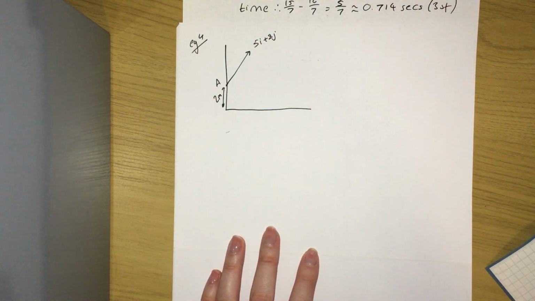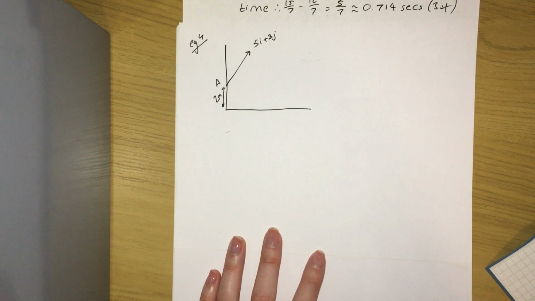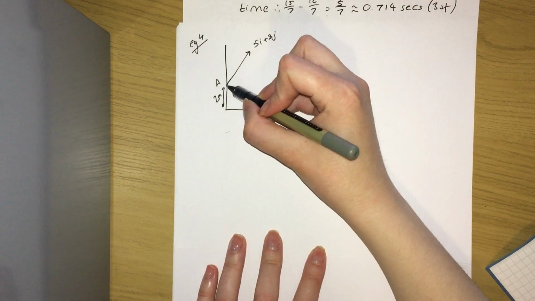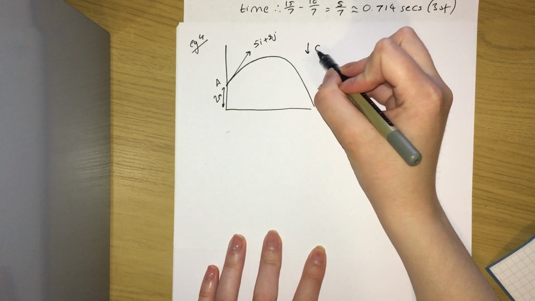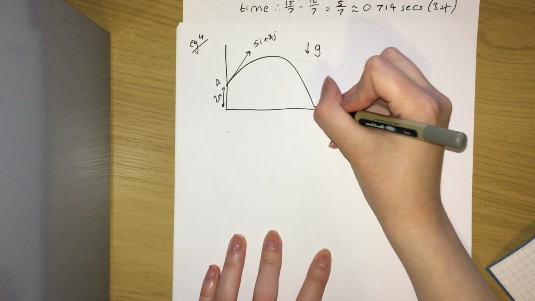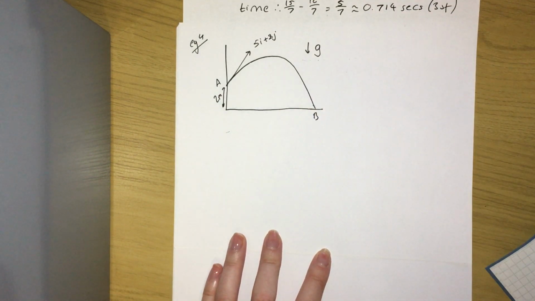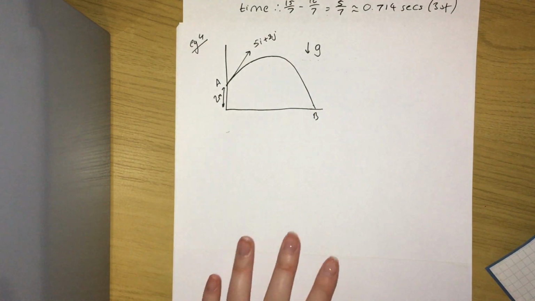So I don't actually need to worry about resolving formally. We'll talk about that in a minute though. After being struck, the ball travels freely under gravity until it strikes the ground at point B, as shown in the diagram above, but it wouldn't always be.